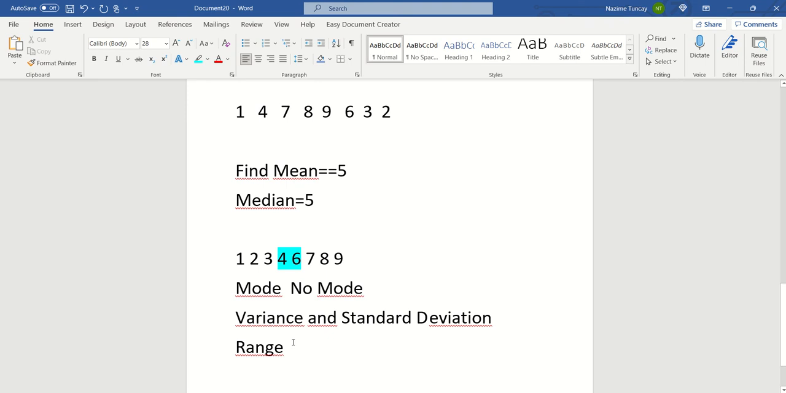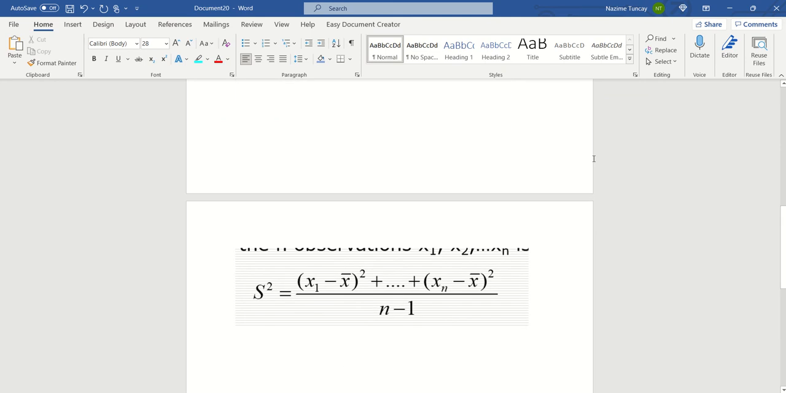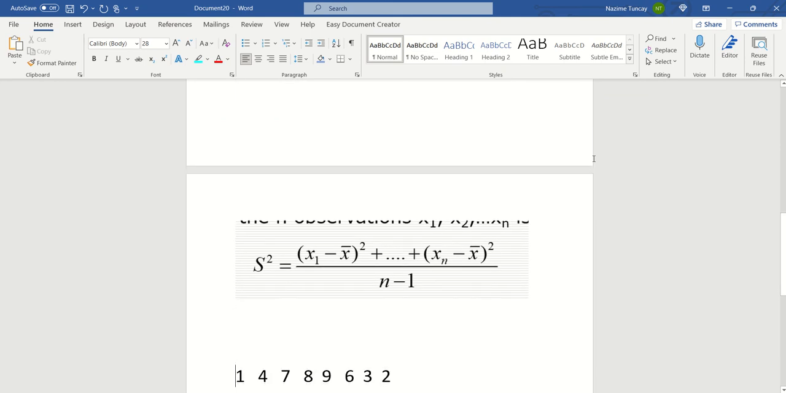Here, range. What is the range? That's good. Equals to 8. Yes. Now here, variance and standard deviation. Let us find this from this formula. Look here. Let us use this formula for finding variance.